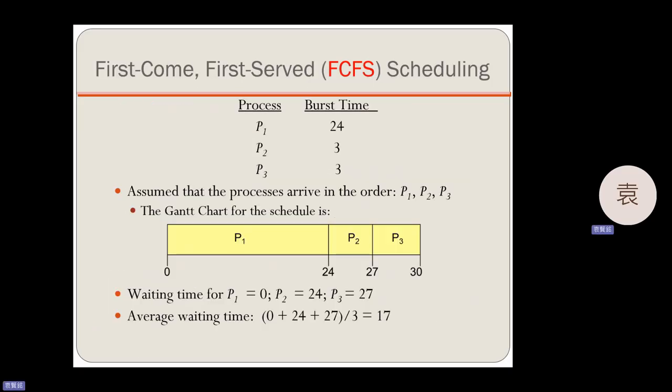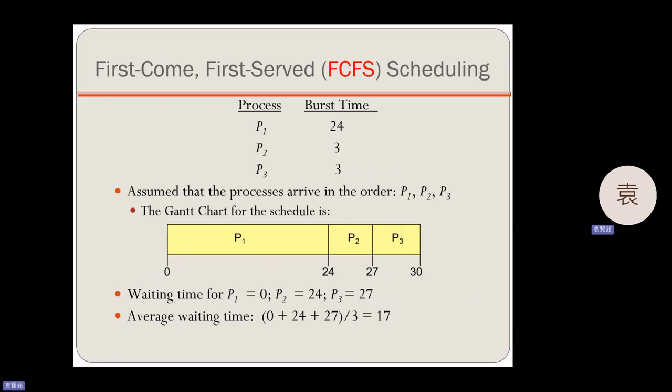Now we will introduce some typical CPU scheduling algorithms. The first one is first come, first serve, or FCFS scheduling. That means the process which arrived in the system or was created earliest will get scheduled first. So an example is something like this.